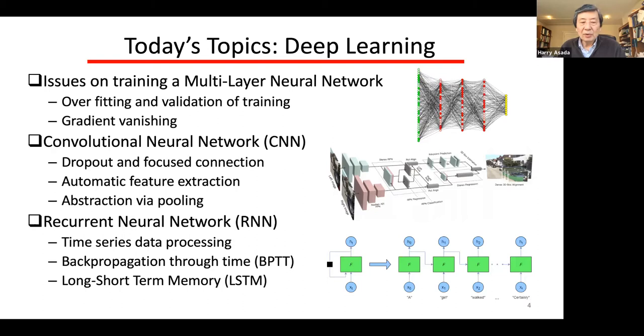RNN may be more relevant to our 2160 main theme, dealing with time series data processing. We have to apply backpropagation in a slightly modified manner, called backpropagation through time, BPTT. And long short-term memory, LSTM, is perhaps the most prevailing method. We benefit from this technology in many activities we do with the computer. So those are the things we'd like to cover today.